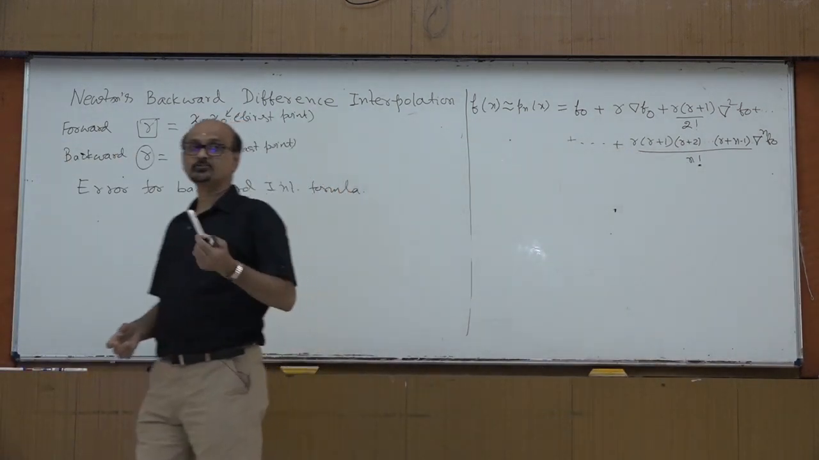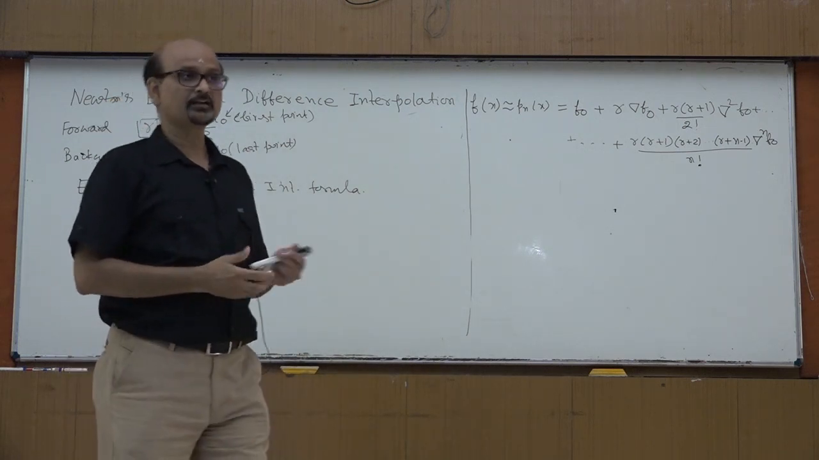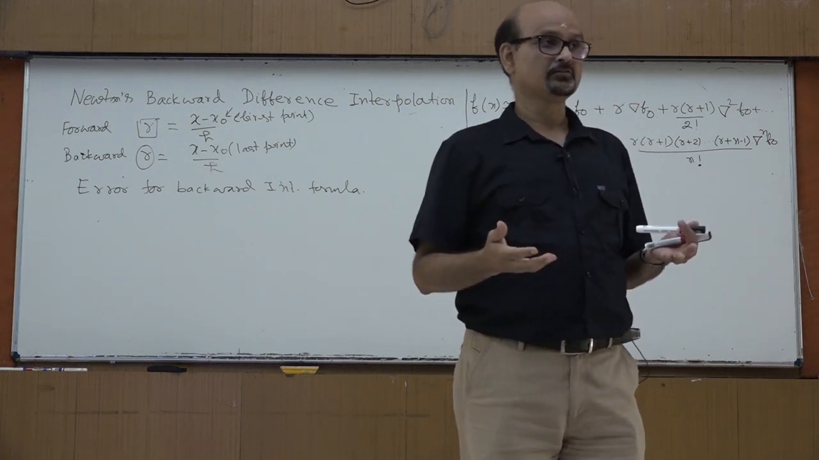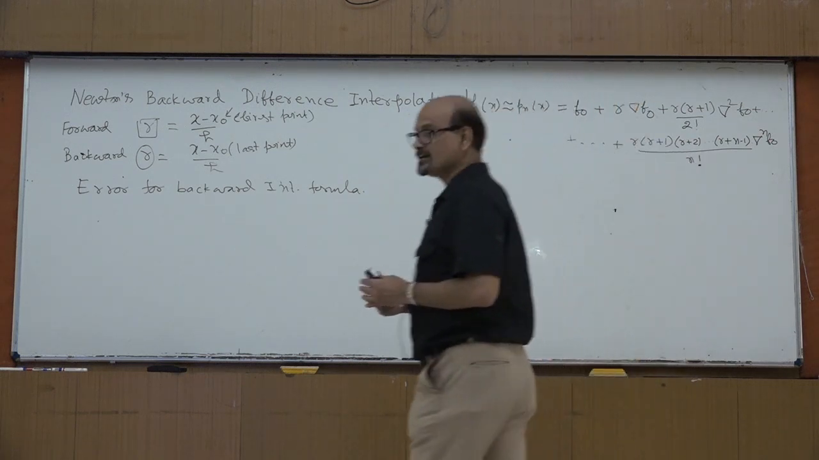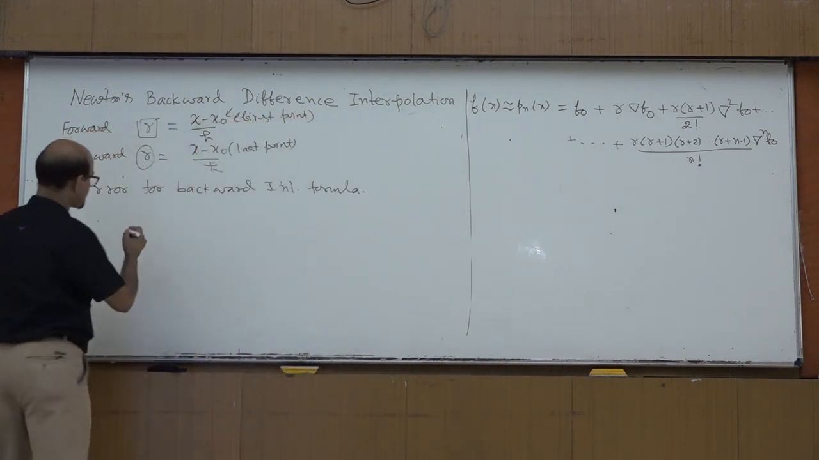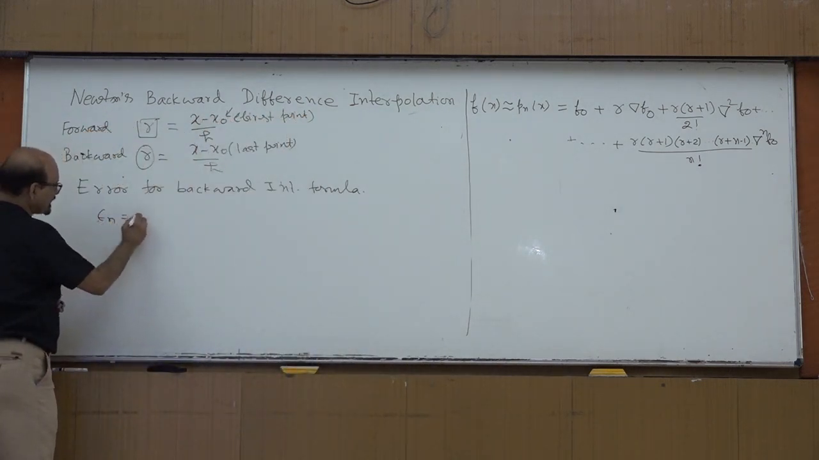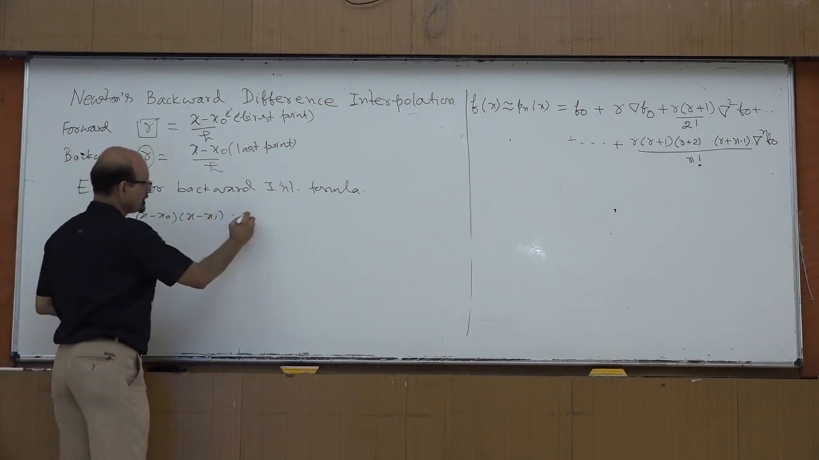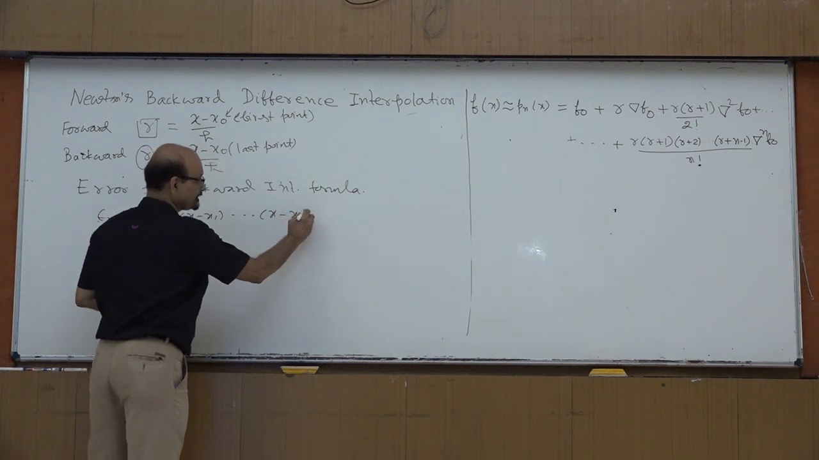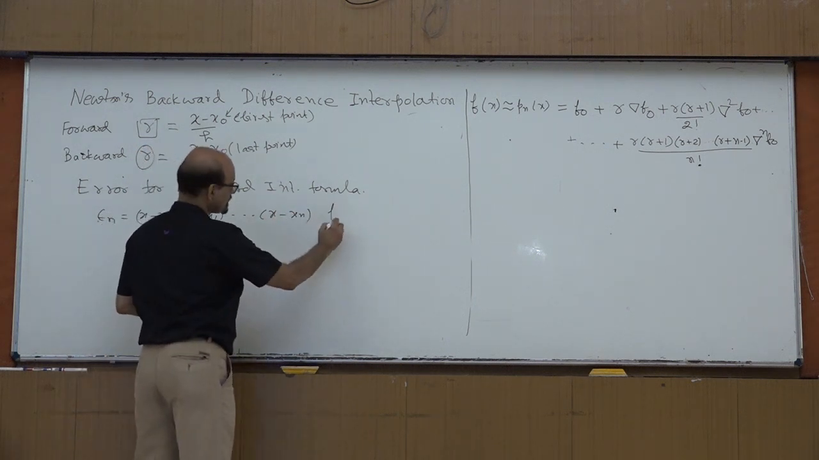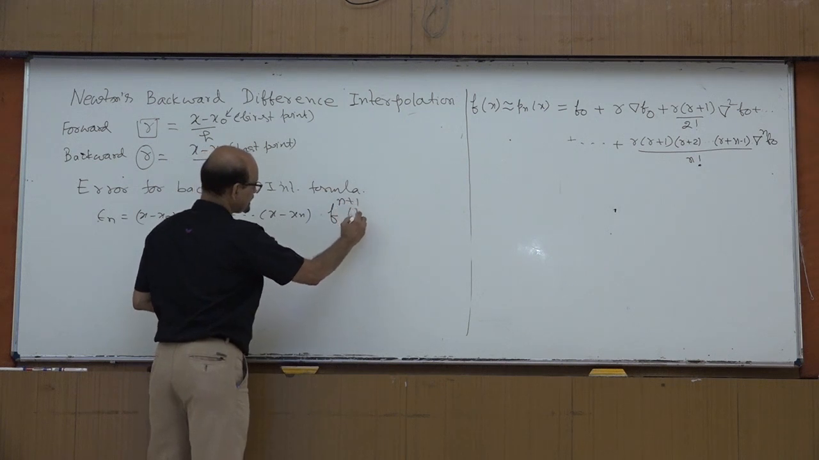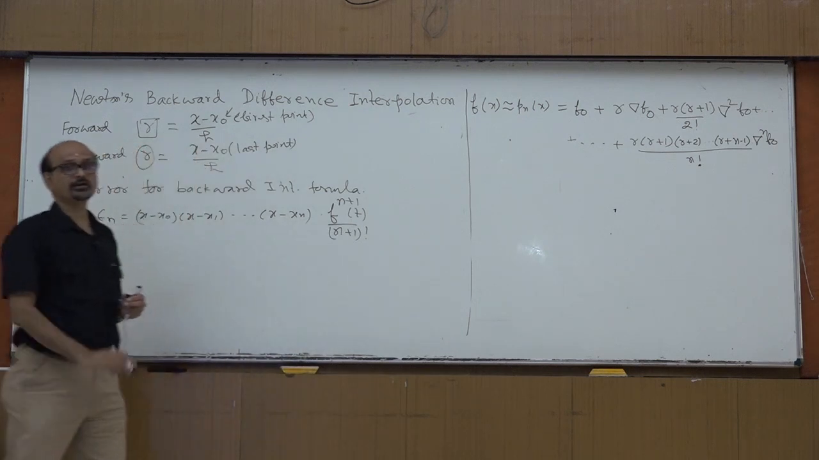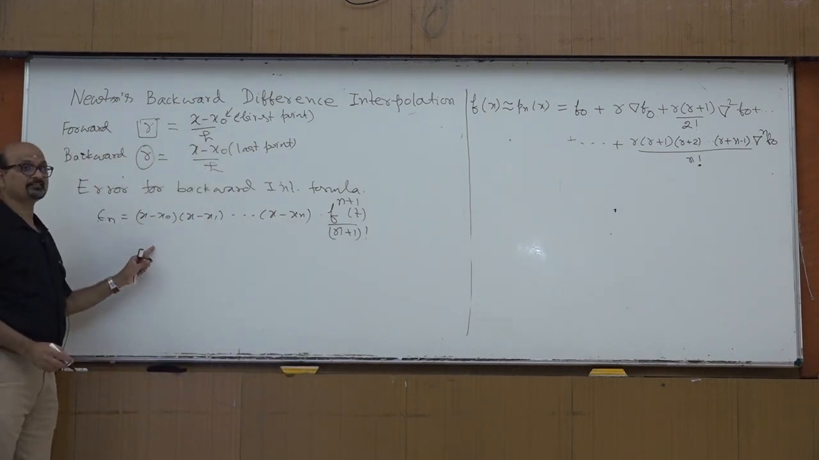So, for error, the other two types of error that I have already told are relative error and practical error, same. But here the error in interpolation will change a little compared to your forward. So the error epsilon n is x minus x naught into x minus x1 up to x minus xn into f^(n+1)(t) divided by factorial n plus 1.